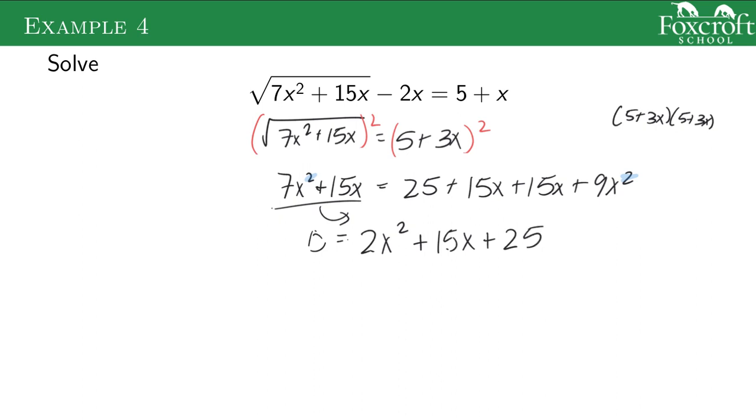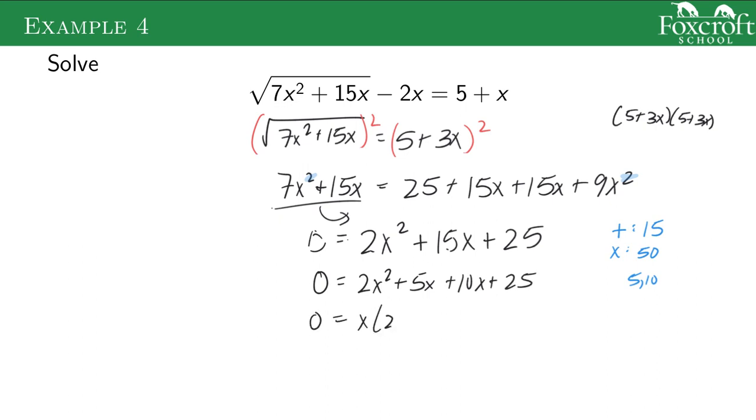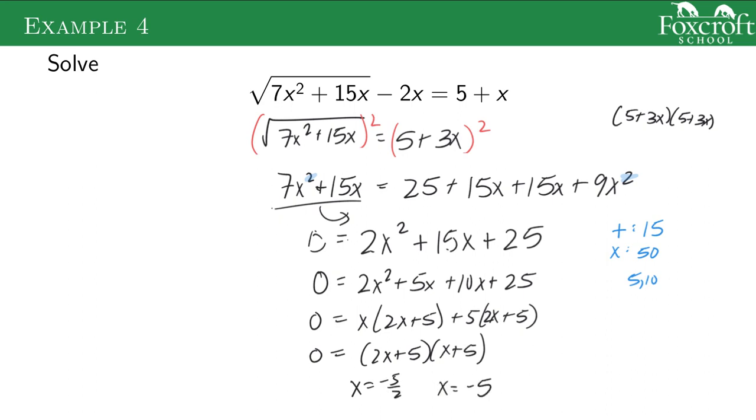The quadratic formula is always an option. Completing the square is always an option. But can we factor this? If we factor it, we want numbers that add to 15 and multiply to 50. And 5 and 10 is going to work. So I can factor this. I'm just doing my factoring method, which by now you are a master of. And now I know that x is negative 5 over 2, or x is negative 5.